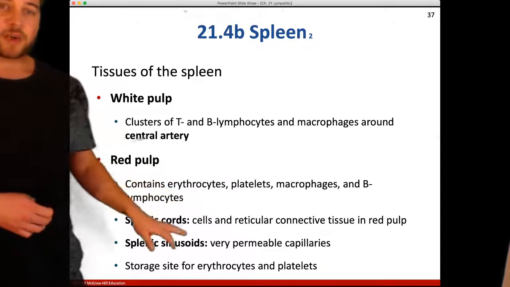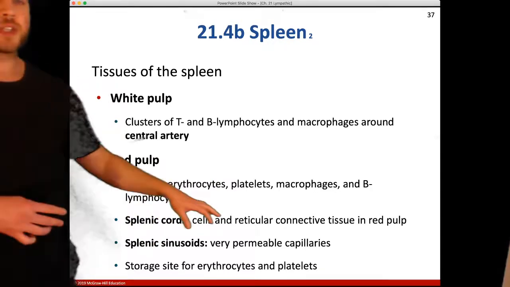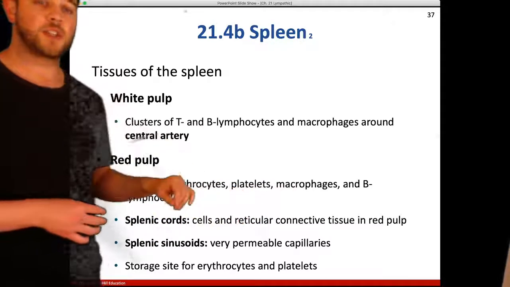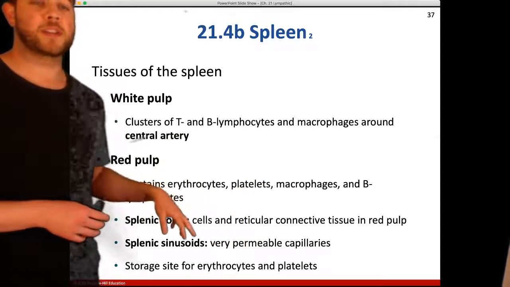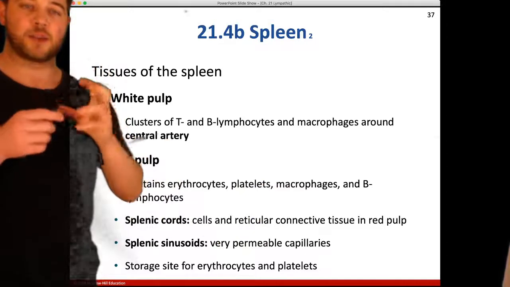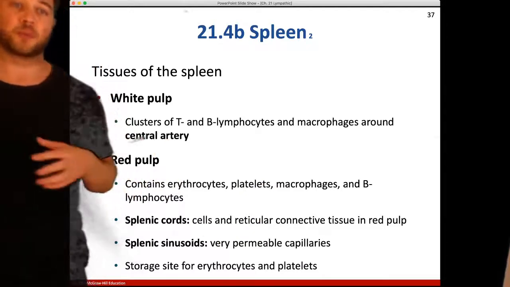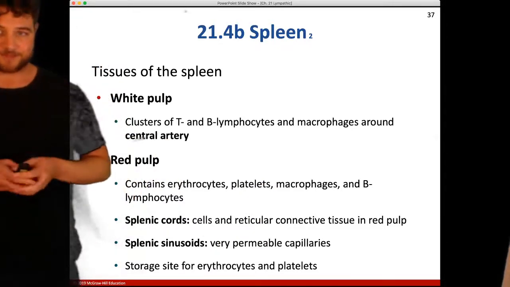You have splenic cords and splenic sinusoids. The cords are cells in reticular connective tissue. The splenic sinusoids are permeable capillaries. Remember, sinusoids have those big gaps and holes in them to allow for larger proteins and formed elements to pass.